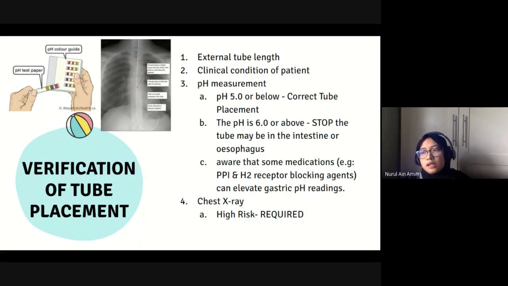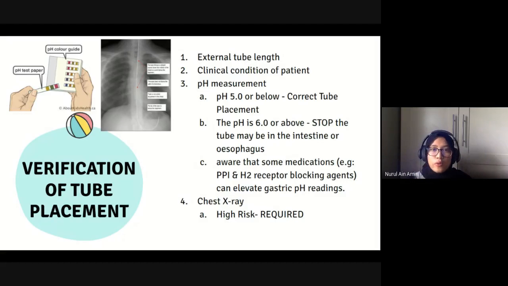And then next, we should always monitor the clinical condition of the patient. For example, if they are showing respiratory distress or cyanosis, we should immediately pull out the tube and then put it in again, because sometimes that could be a sign of misplacement. For example, it could be in the trachea and such.